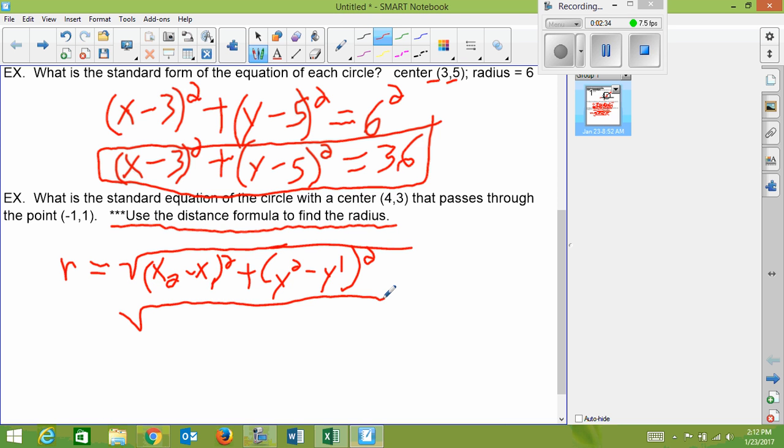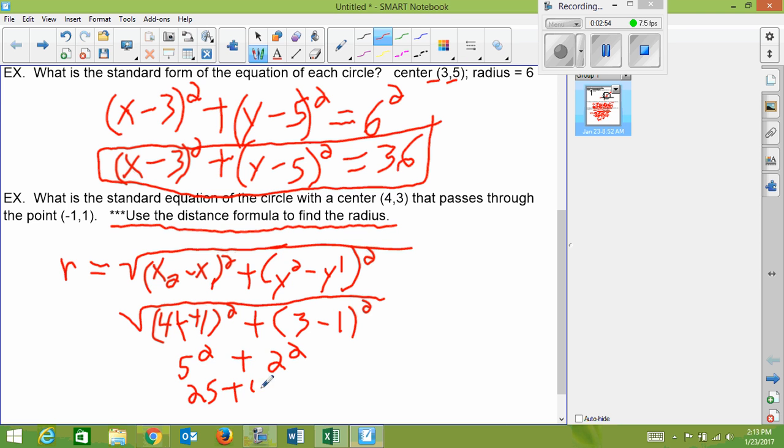So then I'm just going to go ahead and plug in my numbers. So I have an x of 3, and it's going through the point -1. And then I have a y of 3, and it's going through the point 1. So plus, 5 squared plus 2 squared. So 25 plus 4 equals the square root of 29.